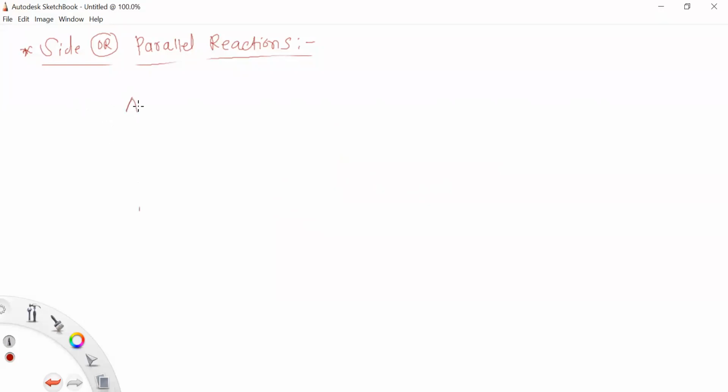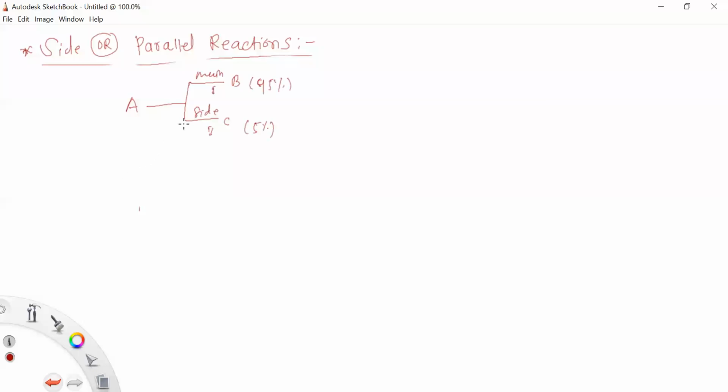So if you consider A as the reactant molecule which gives the products B and C. Okay. So this is path 1, your main reaction. This is path 2, and this is your side reaction. Suppose this one is the 95% yield, and this one is the 5% yield. Okay, just like this.